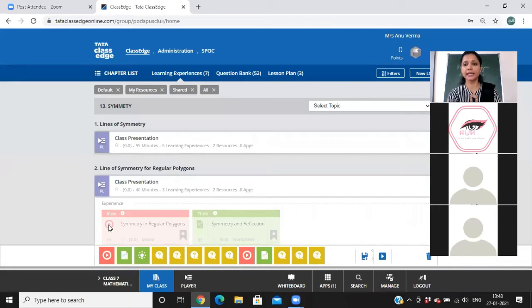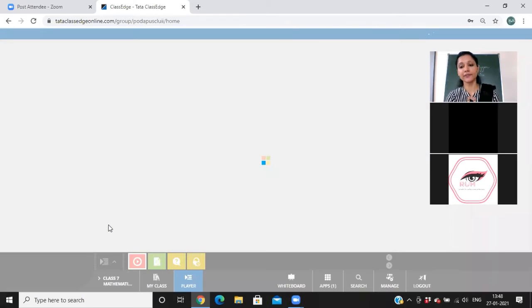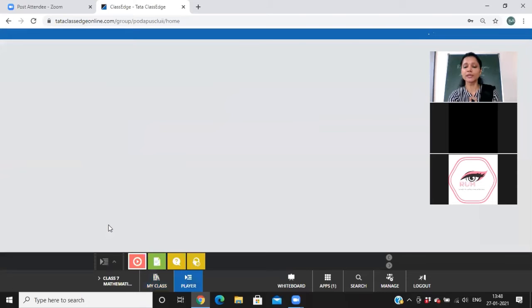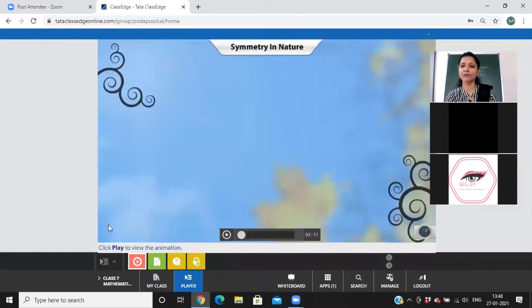An equilateral triangle. Very good. So an equilateral triangle is an example of a 3-sided regular polygon. Can you give me an example of a 4-sided regular polygon? A square. Very good. Shabash. A 5-sided regular polygon? A pentagon. Pentagon means 5-sided regular polygon.